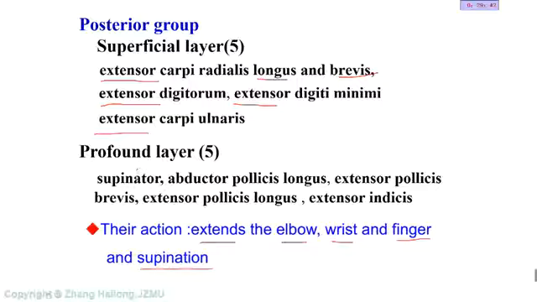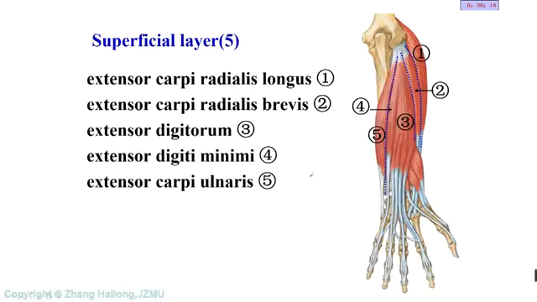Now let's see the deep layer. First one, supinator. Its function is supination. Then abductor pollicis longus, extensor pollicis brevis, extensor pollicis longus, extensor indicis. This one is your index finger. The pollicis is your thumb. Okay, so these three muscles have a relationship with the thumb.